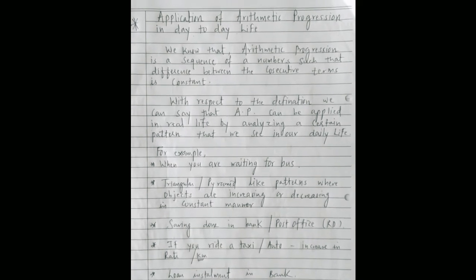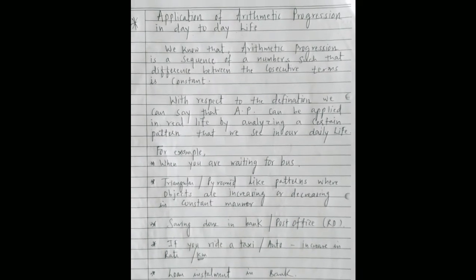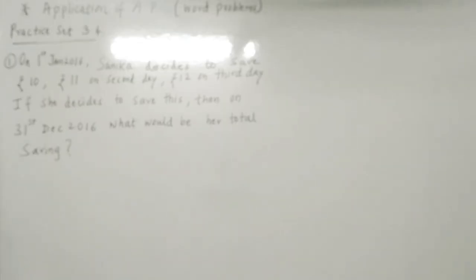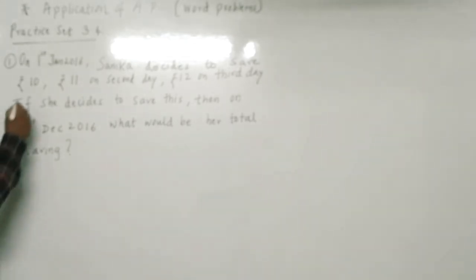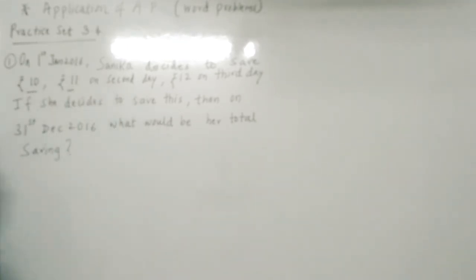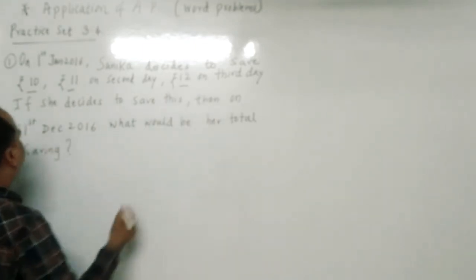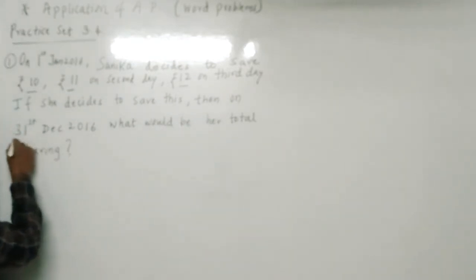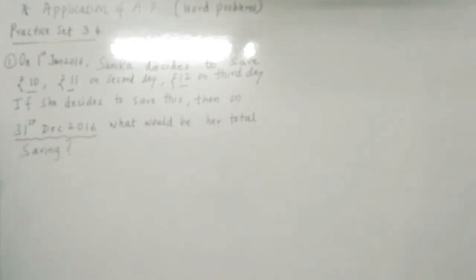Now we will solve word problems based on arithmetic progression. Practice set 3.4. First example. On 1st Jan 2016, Sanika decides to save ₹10 on the first day, ₹11 on the second day, ₹12 on the third day. If she decides to save this way, then on 31st of Jan 2016, what would be her total saving?